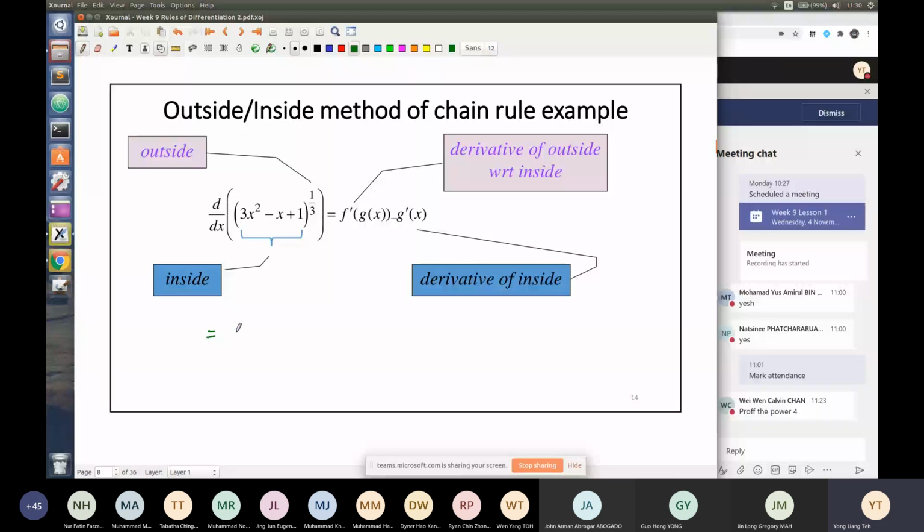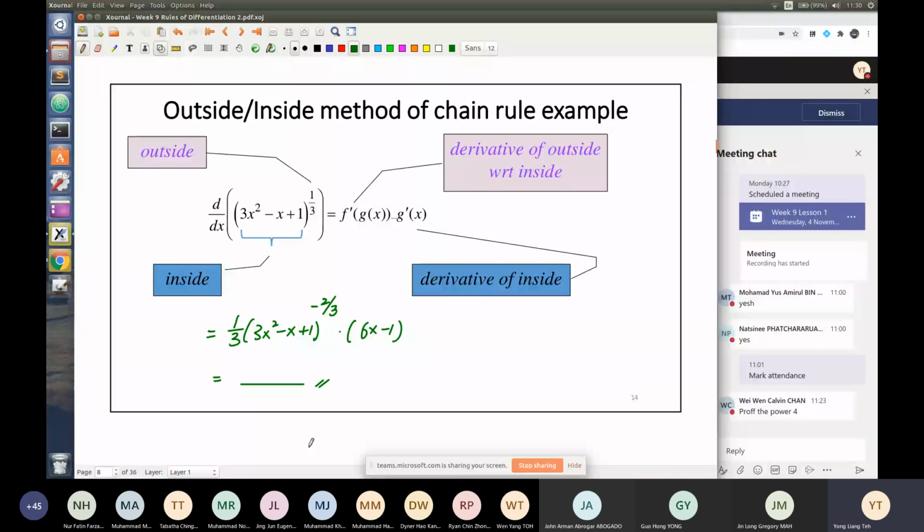If you do the mental method, you just bring down the 1/3. Then this bracketed term, you just put back. Don't worry about it. Now you are differentiating the outside function, so this becomes minus 2/3. Multiply by the derivative of the inside function, so this becomes 6x minus 1. Of course, you can simplify this.